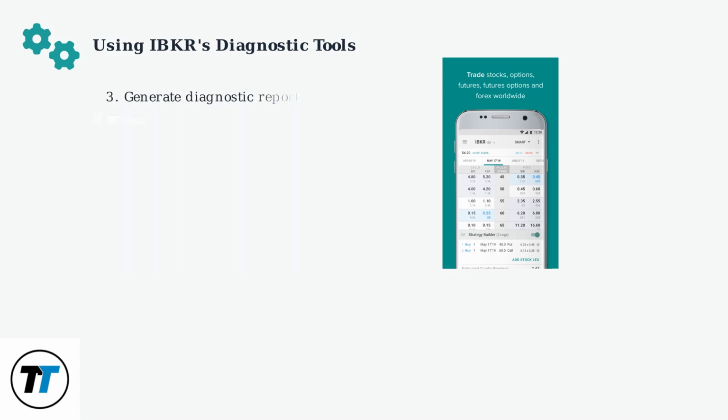If connection issues continue despite basic troubleshooting, use the diagnostic tool to generate a detailed report. This report captures technical details like error logs, network configuration, and system information. Send the generated diagnostic report directly to IBKR customer support through the app or website. This specific information allows their technical team to quickly identify and resolve the root cause of your connection problems.